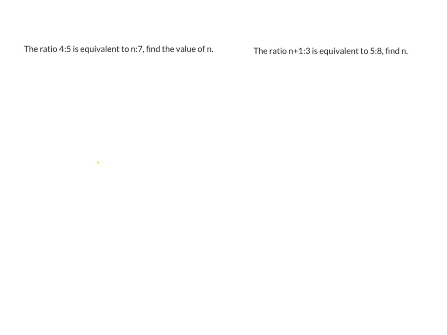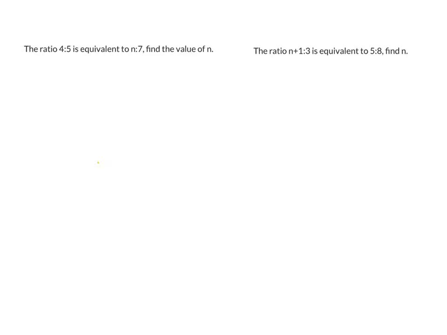So the ratio of 4:5 is equivalent to n:7. Find the value of n. Similar to the previous questions, if we can make the same part of each of these ratios equivalent, then so must the other part of each equation.